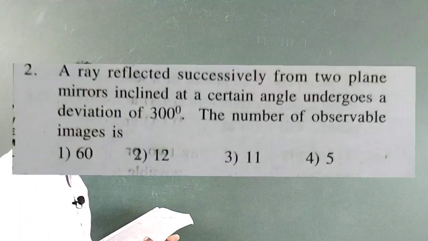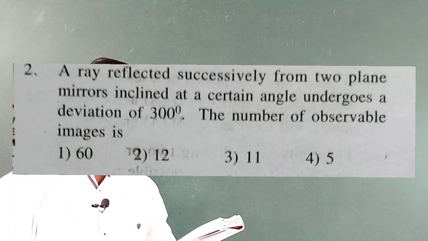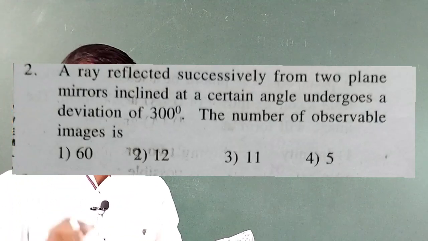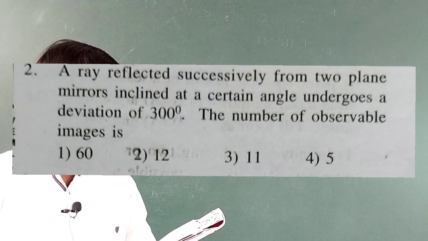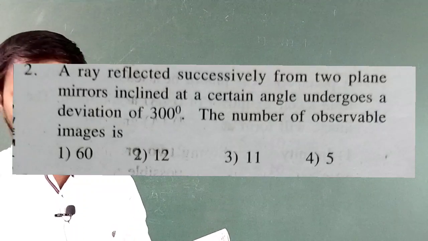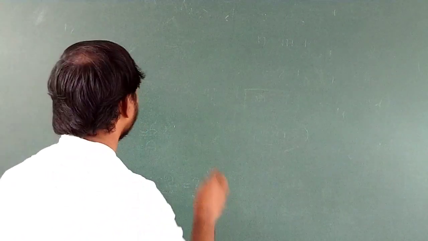So, what is question number 2? A ray reflected successively from two plane mirrors inclined at a certain angle undergoes a deviation of 300 degree. The number of observable images is. What we have to find again? Again we have to find the number of observable images.